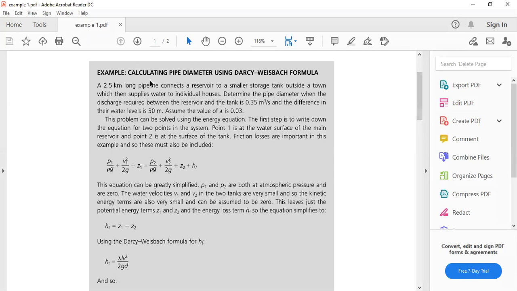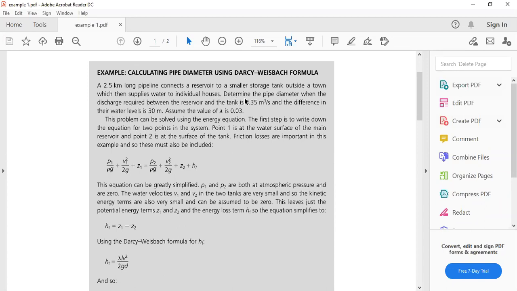They are saying we have a 2.5 kilometer pipe that connects a reservoir to a small storage tank outside a town, which supplies water to individual houses. So you have a reservoir 2.5 kilometers away, and a pipe connected to it delivering water to another small tank where people in the neighborhood are able to draw water from.